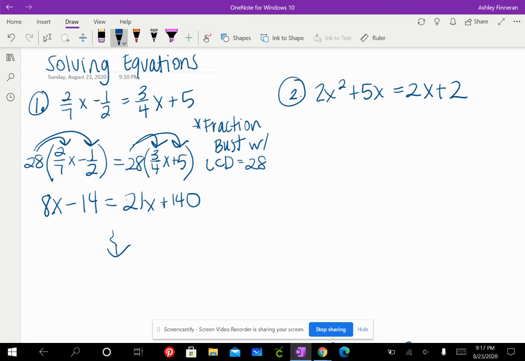The one thing I will tell you, don't round your answers, just leave them as fractions. Once you round it, it's no longer technically the solution. It's a very close solution, but it's not perfect.